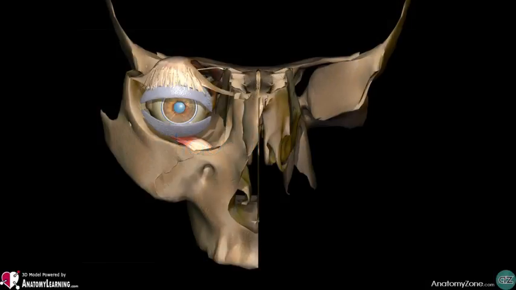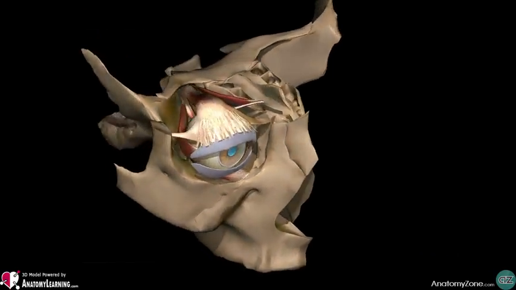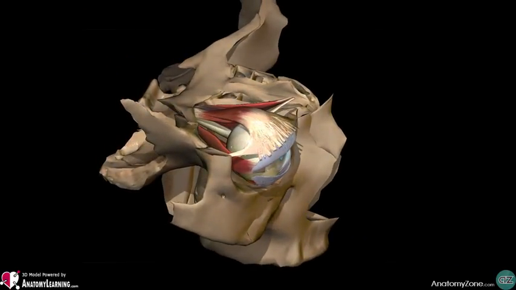The extraocular muscles are located within the orbit, but are extrinsic and separate from the eyeball itself. They act to control the movements of the eyeball and the superior eyelid.